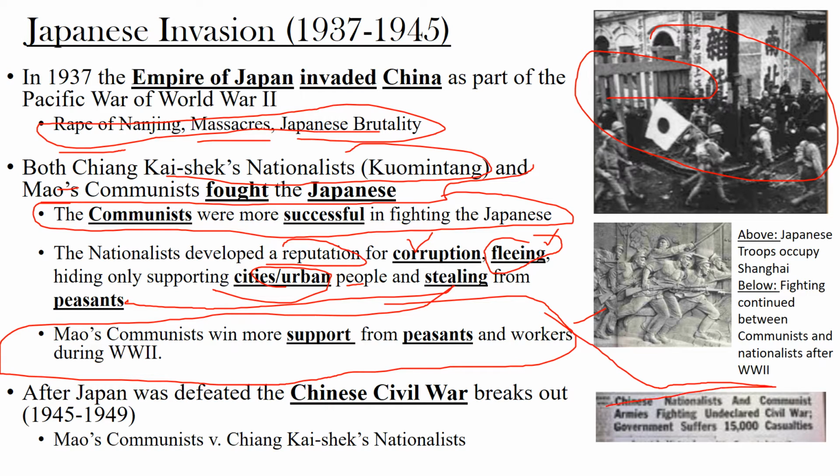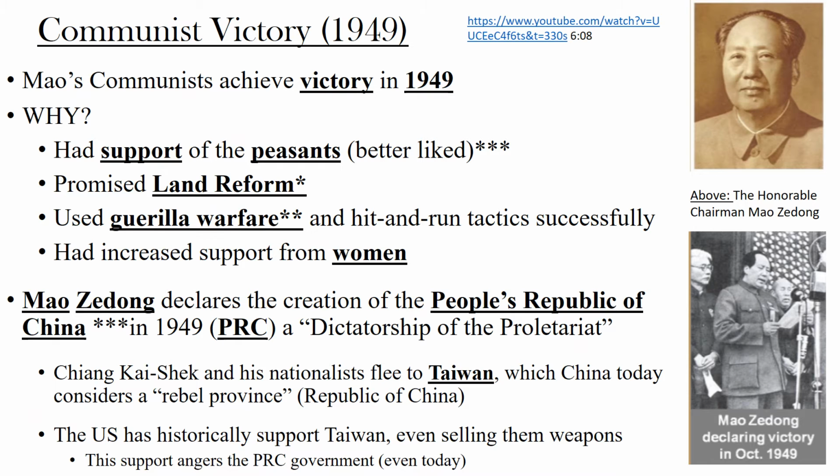Chinese nationalist and communist armies fighting undeclared civil war. Government suffers 15,000 casualties. A newspaper clipping from that time period. Who is fighting this? This is Mao's communists versus Chiang Kai-shek's nationalists. And I think you can see the writing on the wall. The communists have emerged from their suffering a hardened, well-disciplined, well-drilled military unit. They are more successful against the Japanese, and they have the support of the people. So, like, shockingly, the communists win.